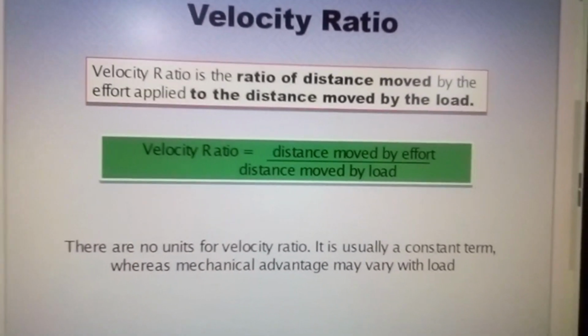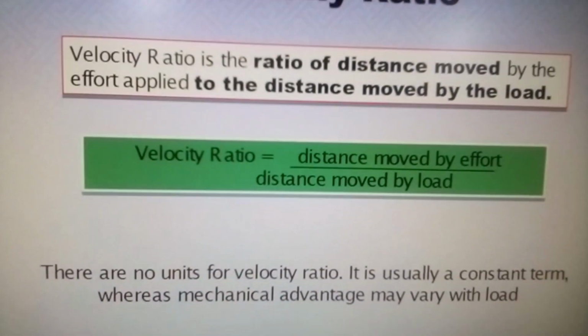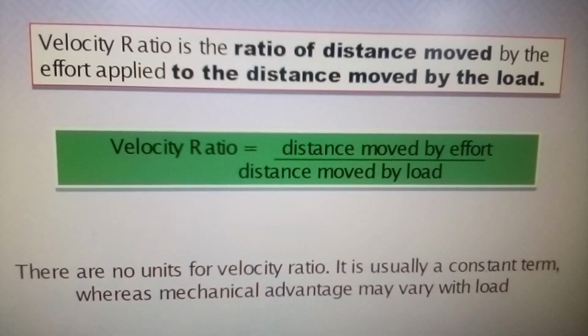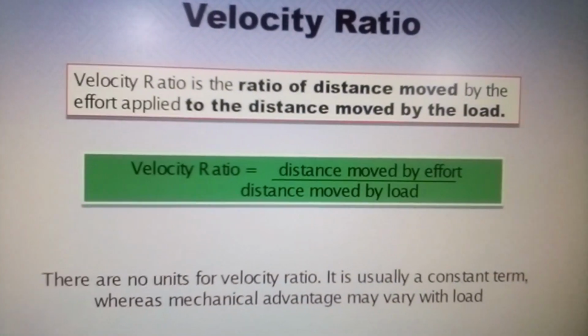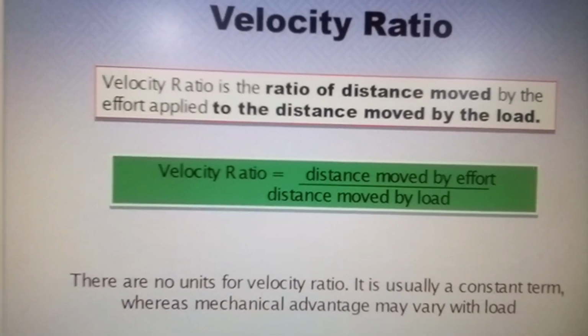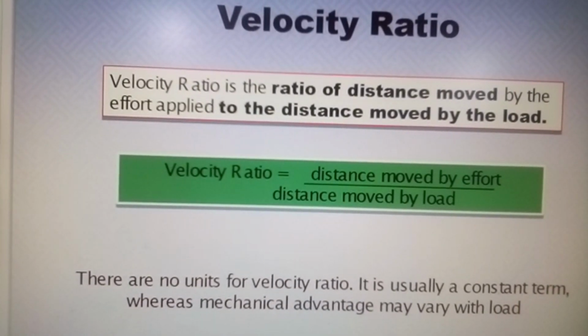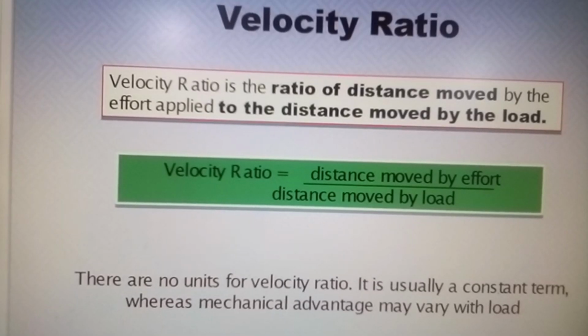Now here we have velocity ratio. Velocity ratio is the ratio of distance moved by the effort applied to the distance moved by the load. Velocity ratio equals distance moved by effort over distance moved by load.